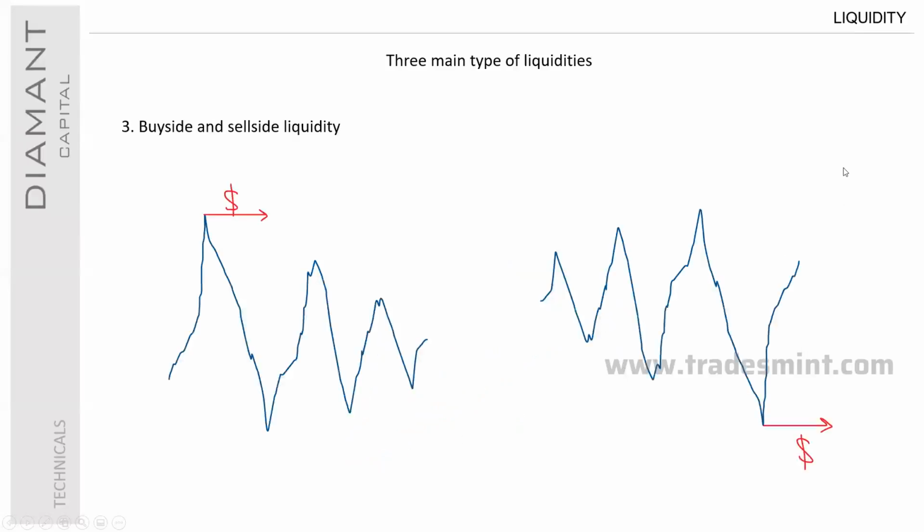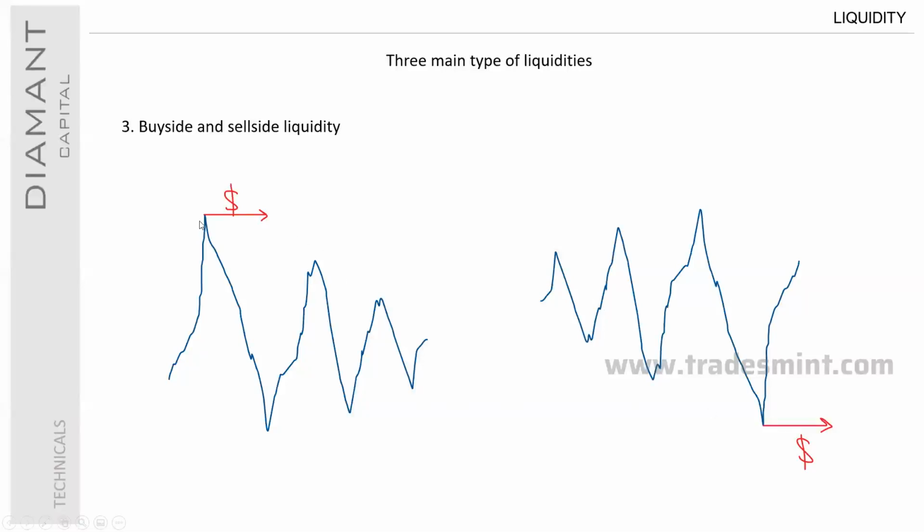Now, the third type is quite simple to understand. When you're moving in a market and you're creating highs and lows, those highs and lows create buy side and sell side liquidity. So if you're in a range, for example, it's the very tops and the bottoms of that range, where all that liquidity is being built up.